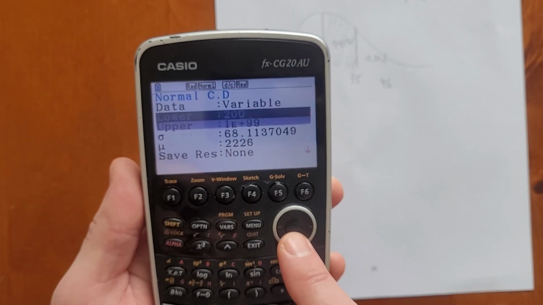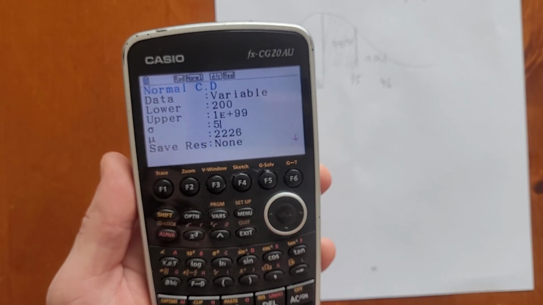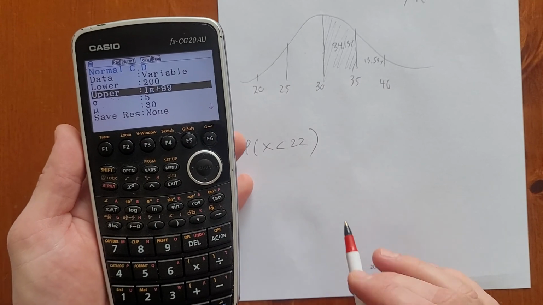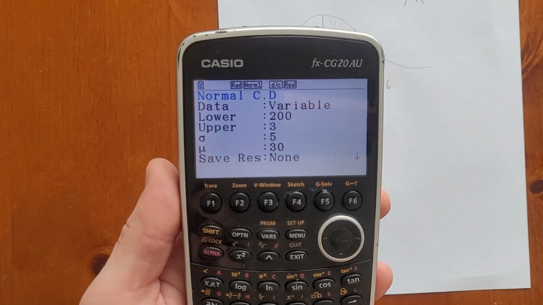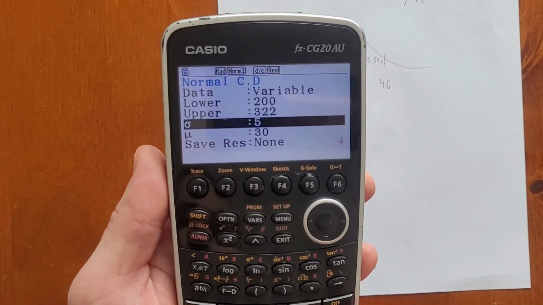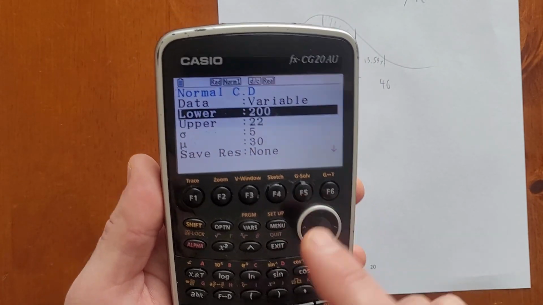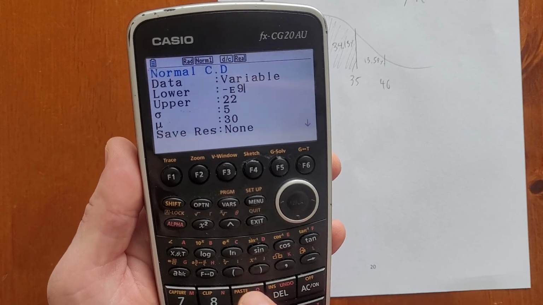Then we have our lower boundary, our upper boundary, our standard deviation is 5, our mean is 30. Now we're saying it has to be less than 22, which means the highest that it goes is 22. Our upper boundary is 22, and the lower boundary is like minus infinity, okay?